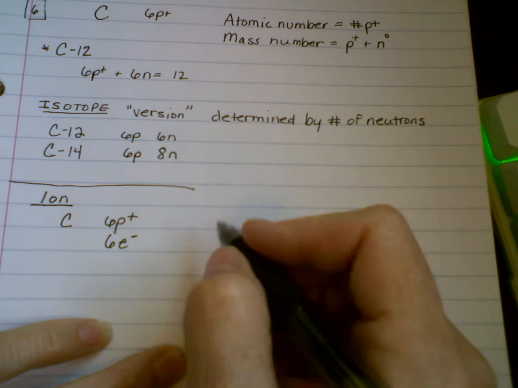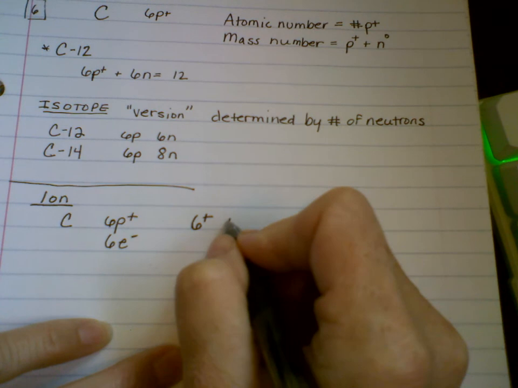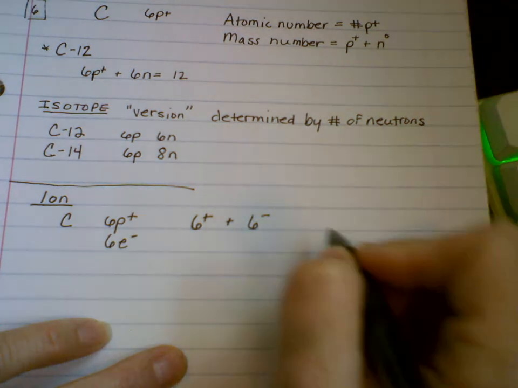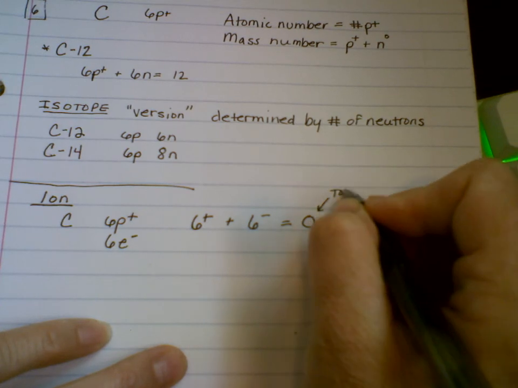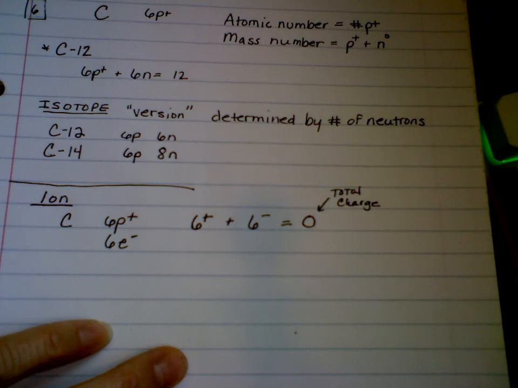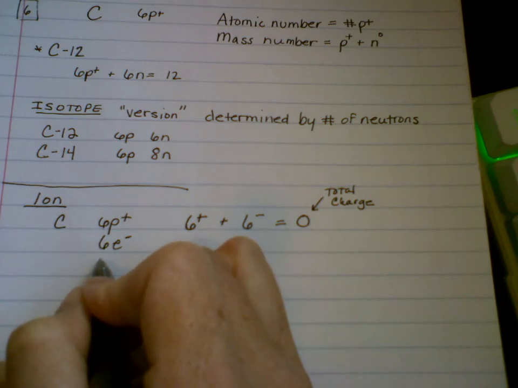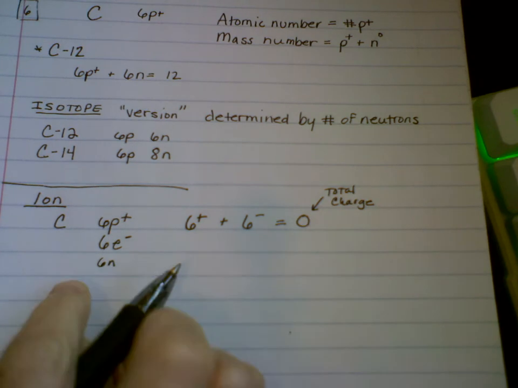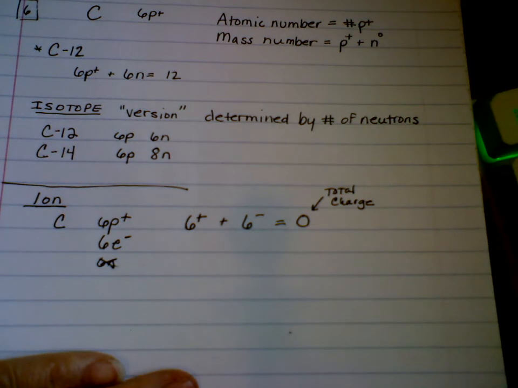When you think about how that balances out, we have 6 positives, so positive 6, plus negative 6, which means the total charge of a carbon atom is 0. It's neutral. It's not positively charged or negatively charged. The positive subatomic particles balance out the negative subatomic particles. And it doesn't matter how many neutrons we have, because if we have 6 neutrons or 8 neutrons, they're neutral. They don't have a charge of themselves. So those don't matter when we're looking at ions.